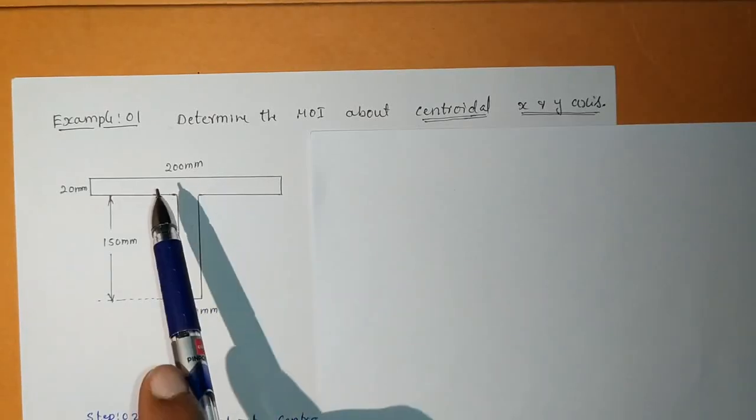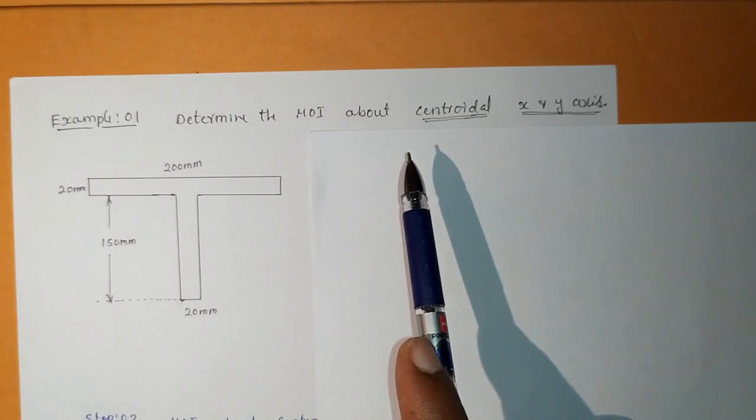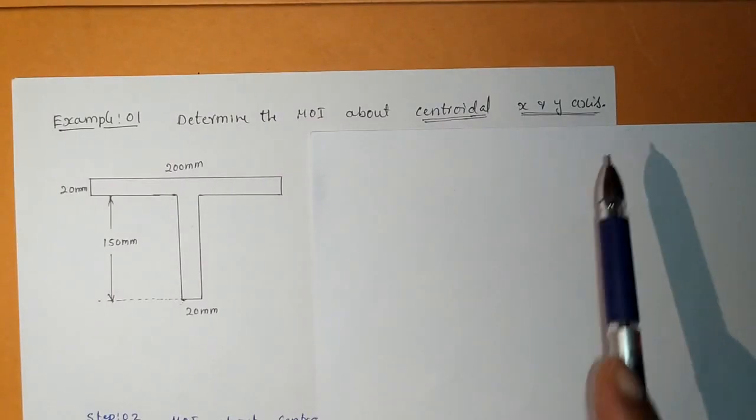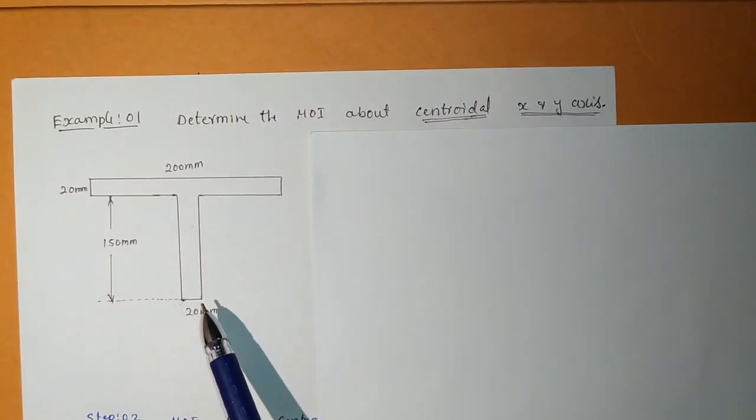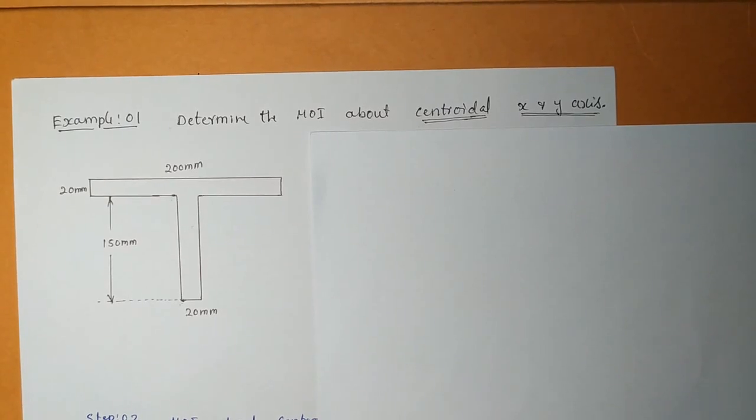Example number 1. Determine the moment of inertia about centroidal x and y axis. For this given T section, we have to find out moment of inertia about centroidal x and y axis. In the first step, we have to find out centroidal distance x bar and y bar. For the same T section, we already found out x bar and y bar in the centroid topic.